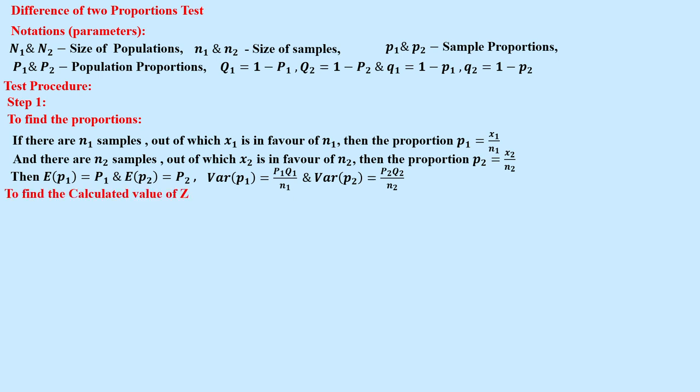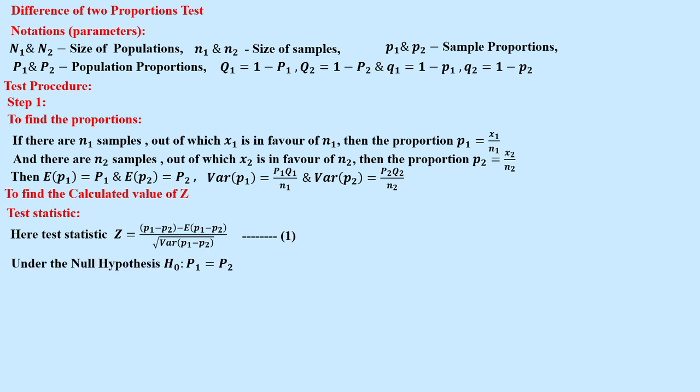To find the calculated value of z, right? So the test statistic formula: z is equal to small p1 minus p2 minus expected value of small p1 minus p2, divided by root of variance of small p1 minus p2. That is equation number 1.